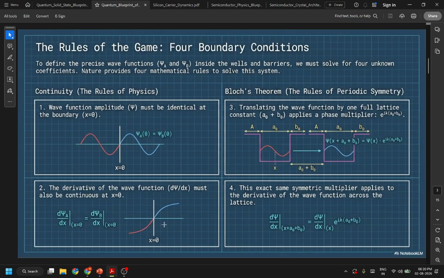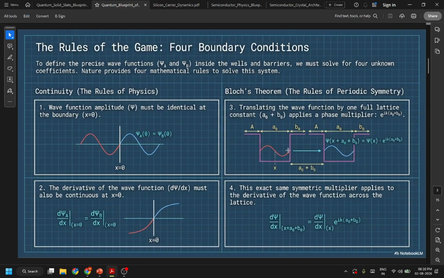Two of these we have studied already: the wave function amplitude must be identical at the boundary, that is, it has to be continuous. So both the wave equations should be equal. So psi a(0) should be equal to psi b(0). Similarly, the derivative must also be equal. So d psi a by dx at x equals 0 should be equal to d psi b by dx at x equals 0.